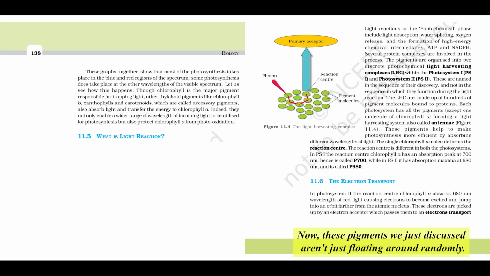Now, these pigments we just discussed aren't just floating around randomly. They're highly organized into efficient structures called light harvesting complexes, LHCs. These LHCs are integral parts of 2 distinct photosystems, photosystem I, PSI, and photosystem 2, PS2. A common point of confusion, so remember this. They are named based on their sequence of discovery, not the order in which they function during the light reactions. PS2 actually functions before PSI in the main electron flow.